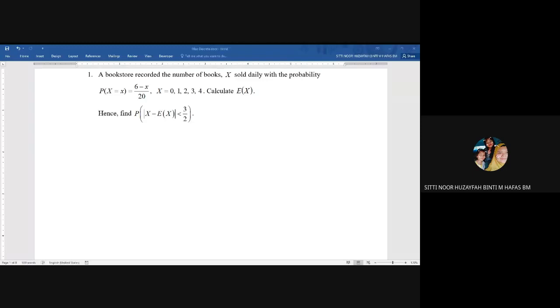So, we are going to discuss the miscellaneous question for discrete random variables. So, we start with question number 1.